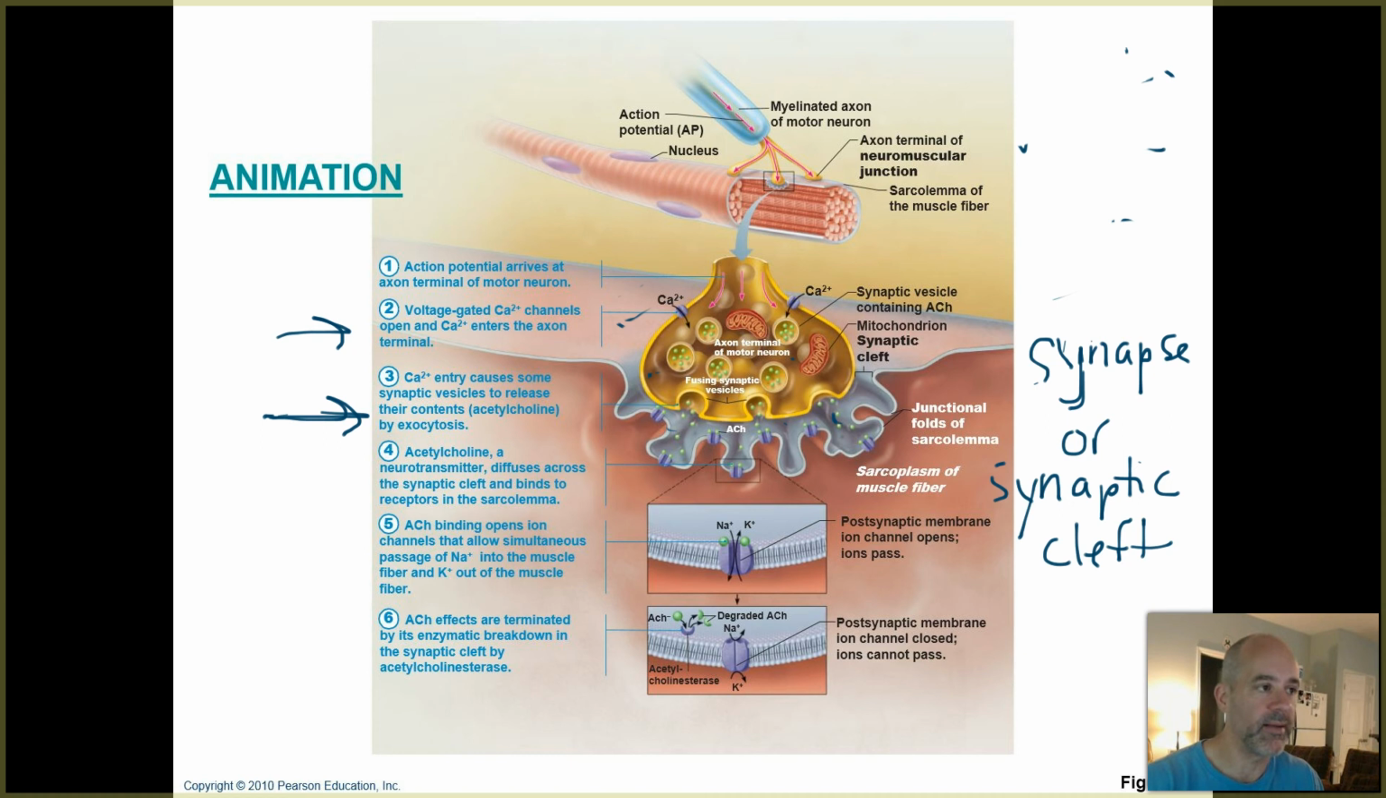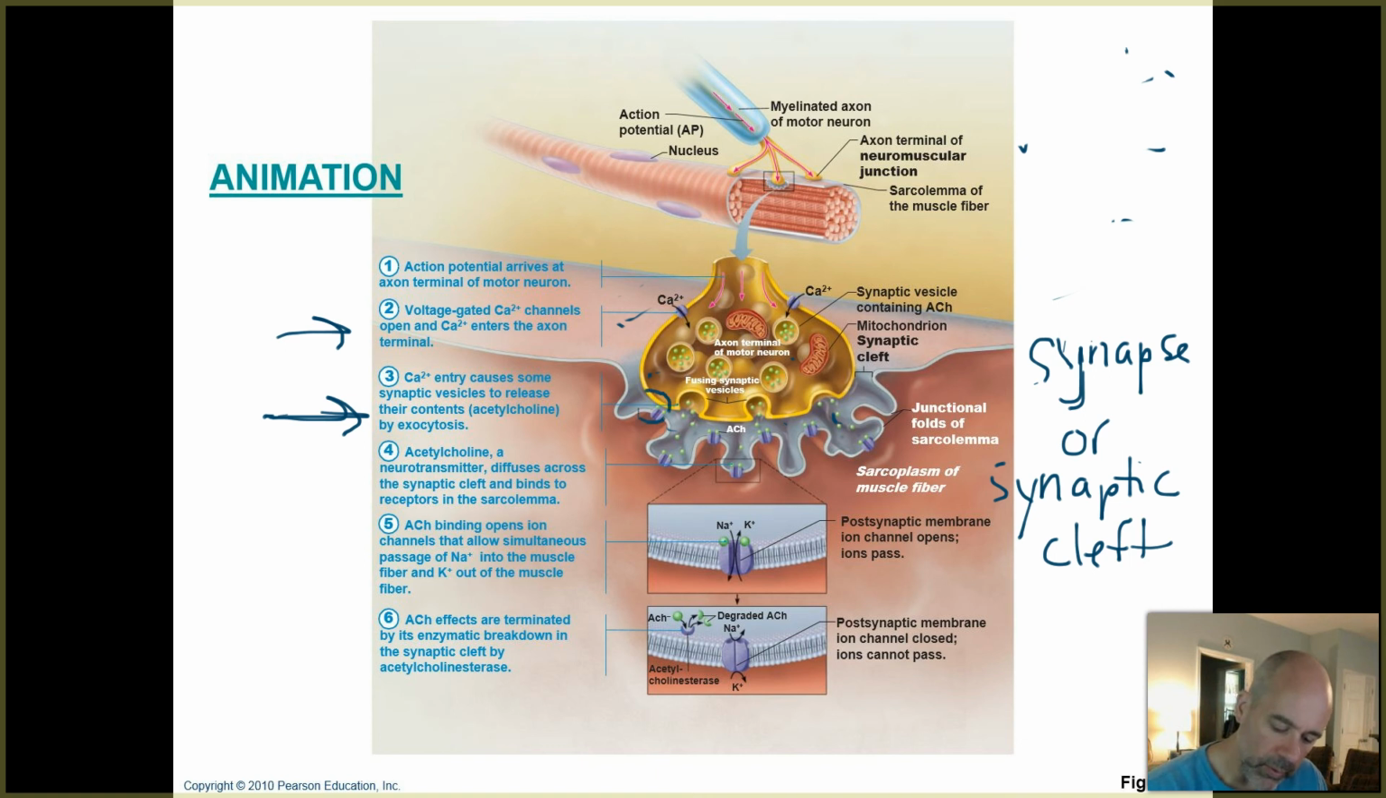That's important because if they weren't separated, it would not be as easy to control the signaling between your motor neurons and your muscle fibers. You don't want them actually physically making contact. That allows you to turn on and turn off the signaling that takes place more easily.